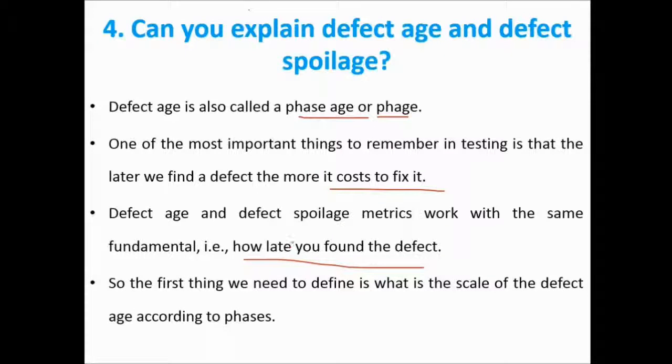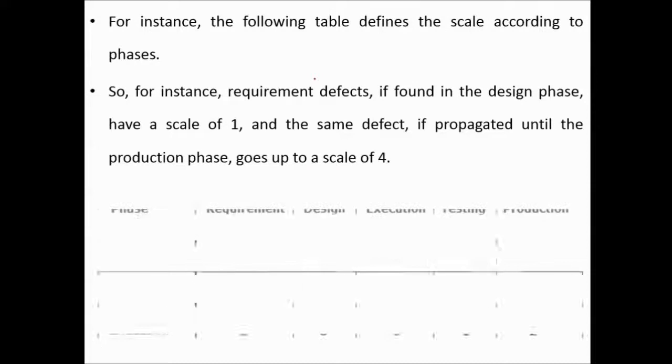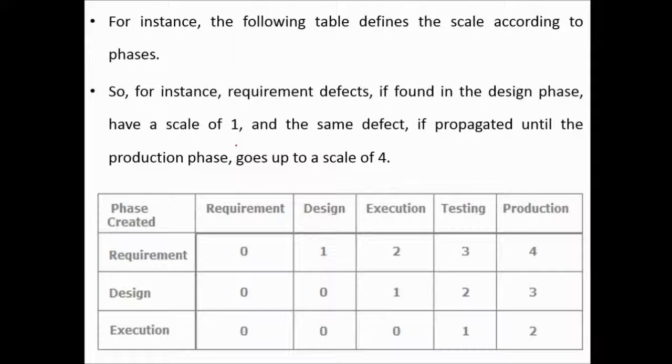So the first thing we need to define is the scale of the defect age according to the phases. For instance, there is a table which defines the scale according to the phases like this. A requirement defect, if found in the design phase, has a scale of 1. And the same defect, if propagated until the production phase, the scale goes up to 4.